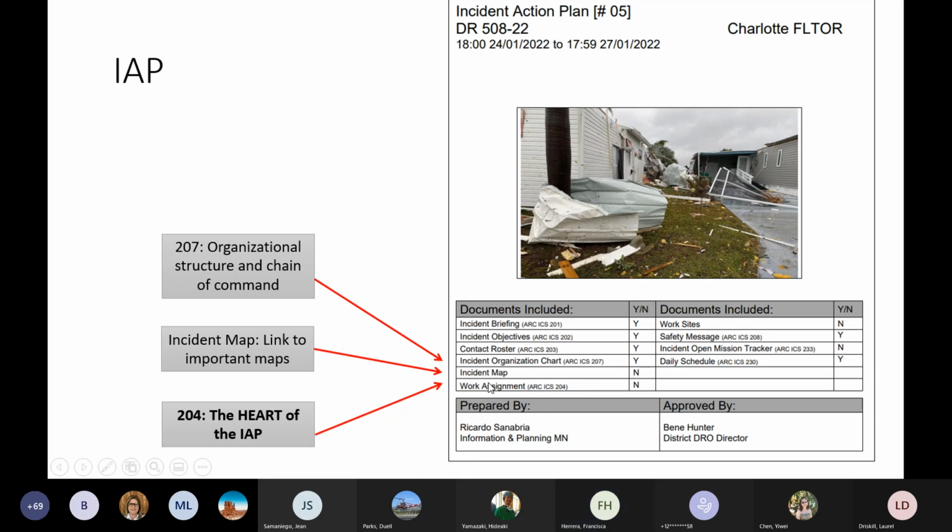And then we do have the work assignments document, which is ICS 204, Incident Command Structure 204. The 204 is considered the heart of the incident action plan. I'm going to spend a little bit of time talking through the 204 in just a minute, but ultimately it is what the whole purpose of this incident action plan is built around.